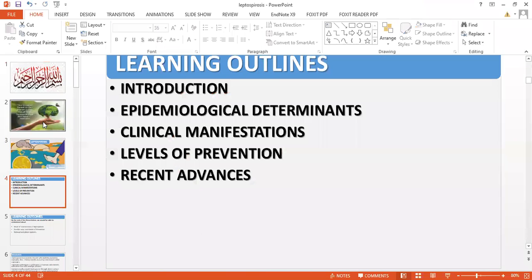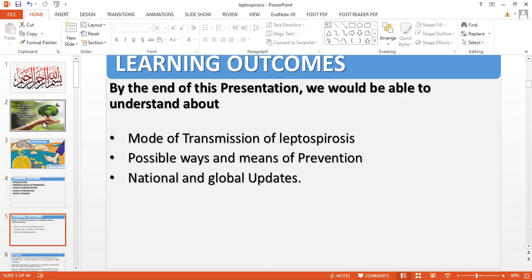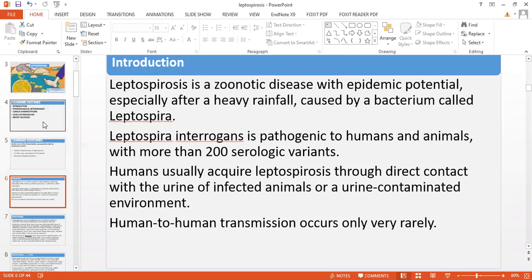In today's presentation, we will cover the introduction about leptospirosis, epidemiological determinants, clinical manifestations, levels of prevention, and recent advances about leptospirosis. By the end of this session, we will be able to understand the mode of transmission of leptospirosis and possible ways and means of its prevention, and national and global updates. Let's start with the introduction.